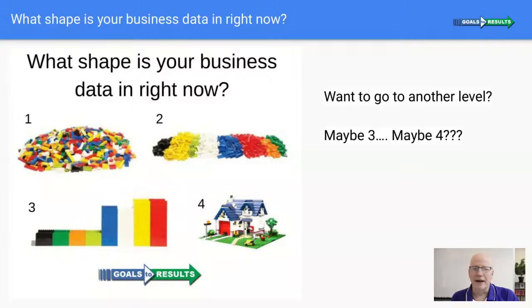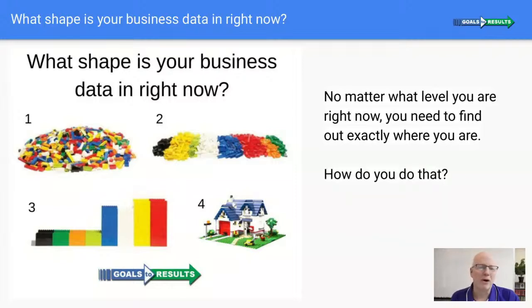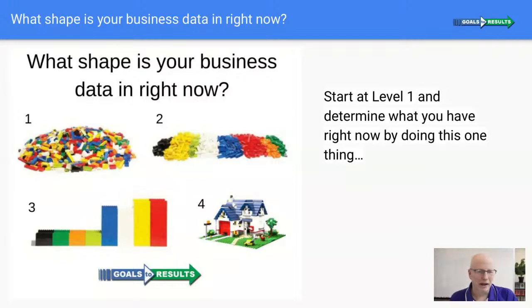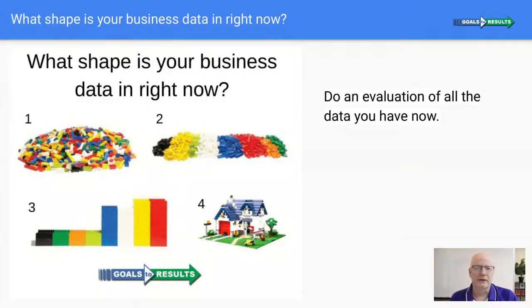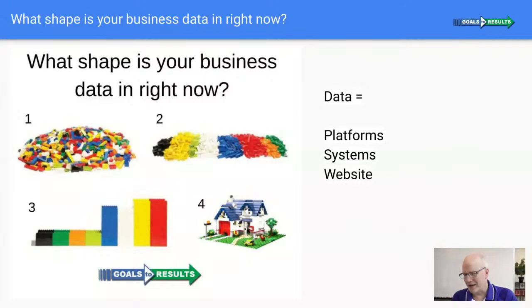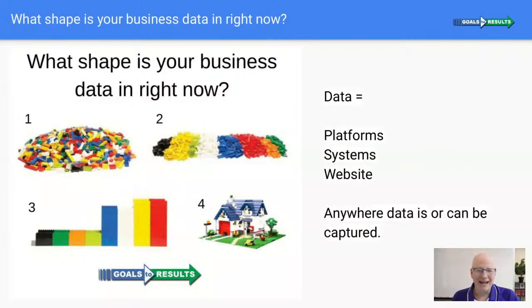All right. So now, whatever level you are at, you need to find out exactly where you are. That's the key. It doesn't matter if you're in level 1, 2, or you think you're in level 2, you think you're in level 3, or whatever. What you want to do is know exactly where you are. And the best way to know exactly where you are is to have the mindset that you're at level 1. Don't assume. Do a deep dive into this stuff. Do an evaluation of all the data you have now. The data is in platforms, systems, websites, anywhere data is or can be captured.